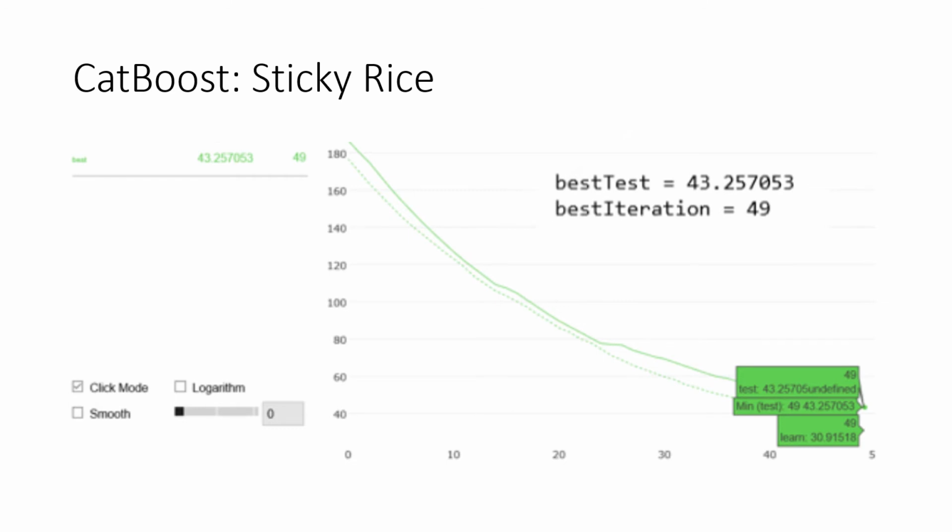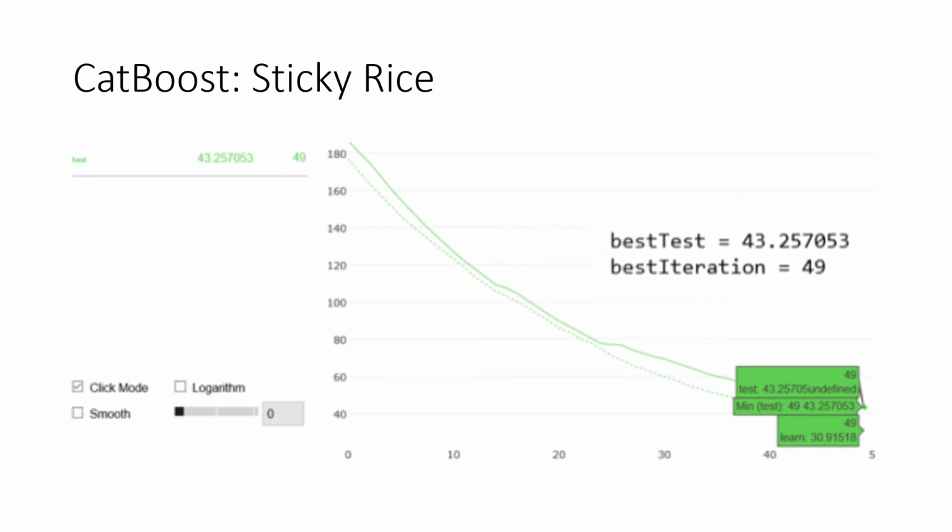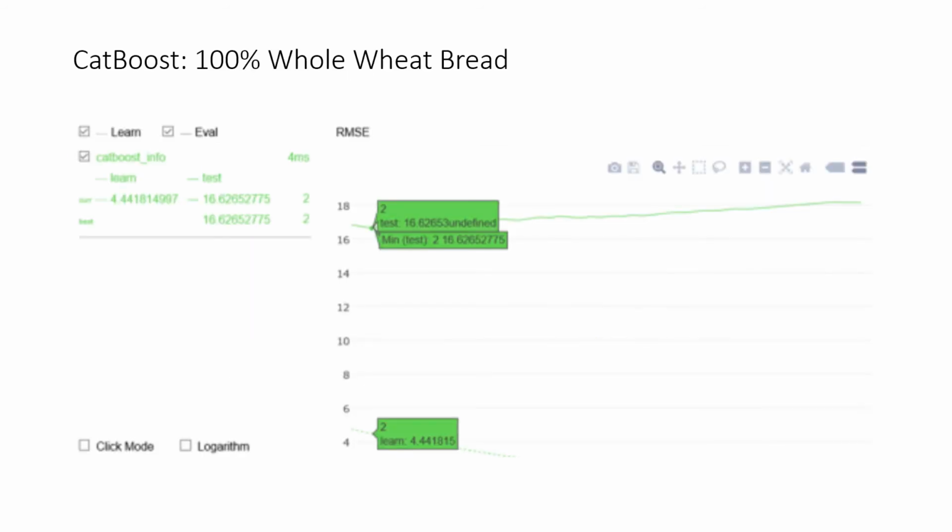In this case, for CatBoost sticky rice, it gave me, unfortunately, a test value of 43.257 at the 49th iteration as the best. I then switched the train and test dataset values and assigned 100% whole wheat bread to the test value and sticky rice to the train value. This time when I ran the CatBoost model, the best value was 16.627, and it occurred at the second iteration, which is great.